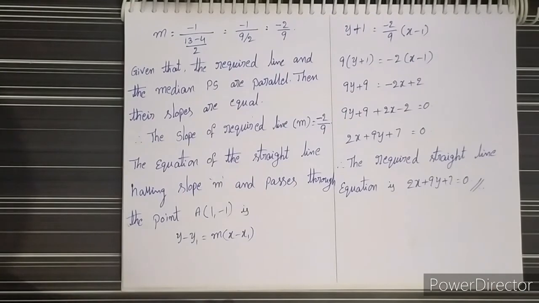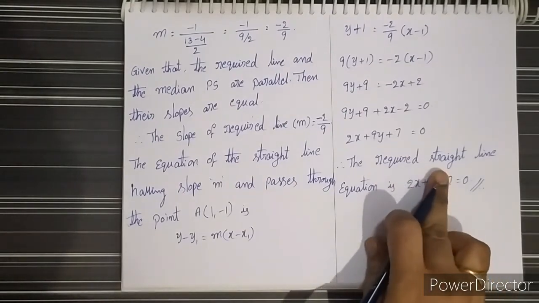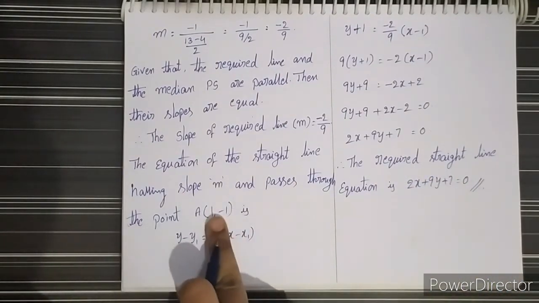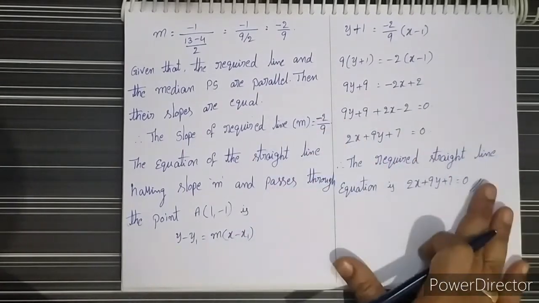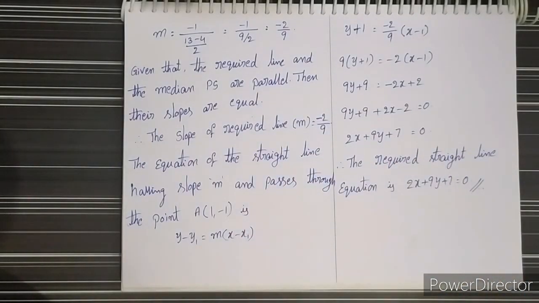In the problem, the required line passes through the point A and is parallel to the median PS. By using those conditions, we solve the problem.